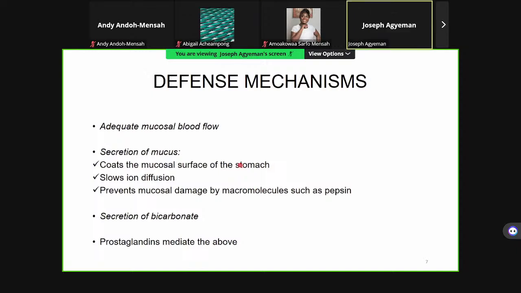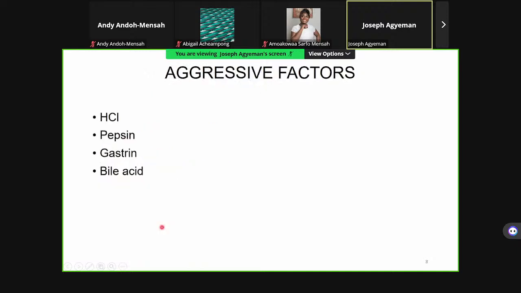All right. So note these defense mechanisms. They are very important in protecting us: blood flow, mucus secretion, bicarbonate secretion. Prostaglandins can do all of this. So we need prostaglandins as one of the protective mechanisms. I hope this is clear.